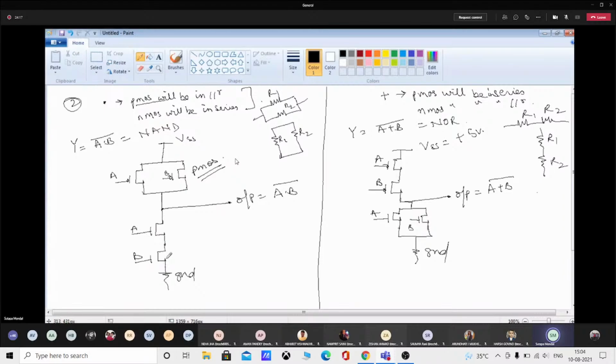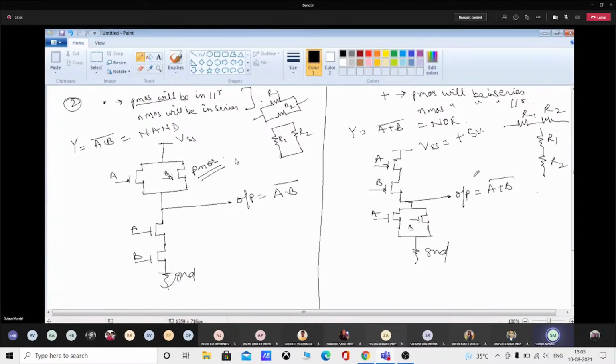Now you tell, any other doubt? No, ma'am. Okay, so this thing you have understood. Whenever there will be a dot, we will make the PMOS in parallel and NMOS in series, and from the middle we'll take the output. When we have a plus, then the PMOS will be in series, NMOS will be in parallel, output from the middle.